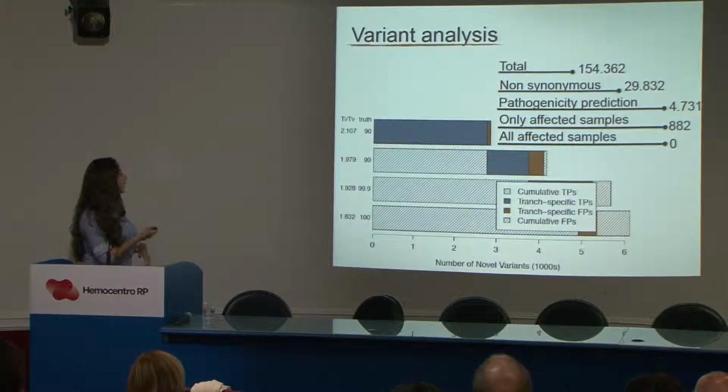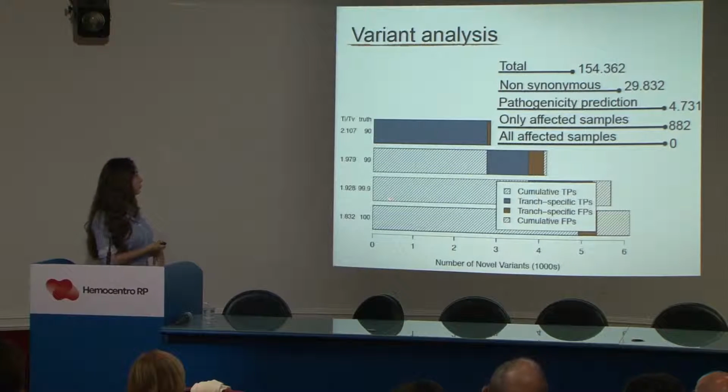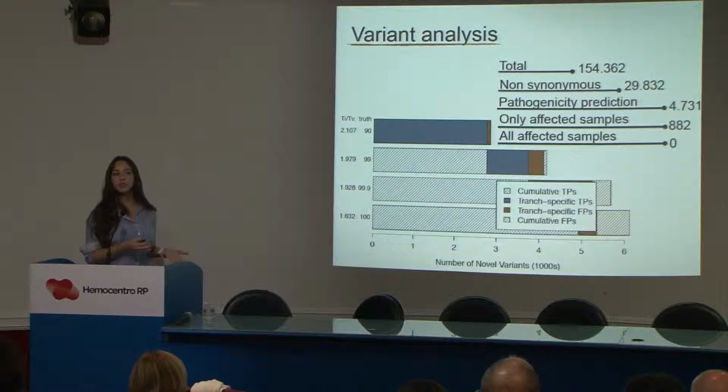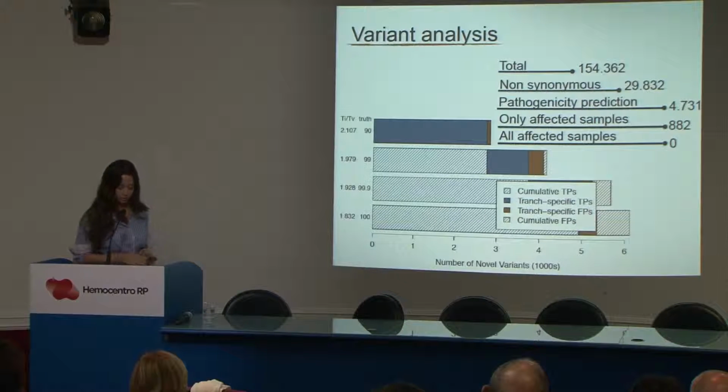And here we can see we chose the 99.9% tranche with a good cumulative positives, and with enough transition ratio, which is a method to identify the quality of the variant call.